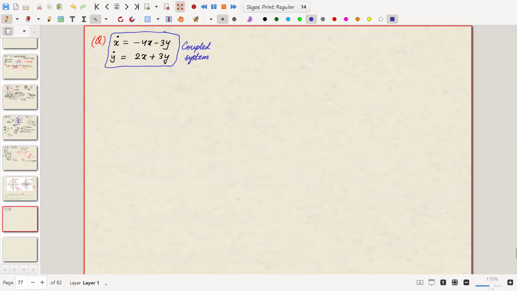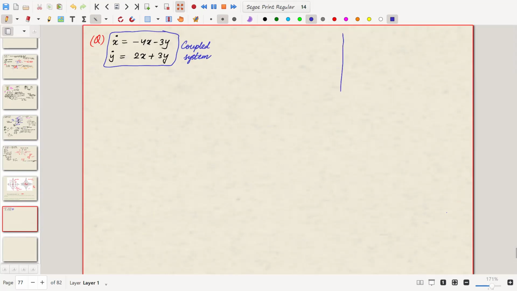This is a coupled system. Why is it a coupled system? X dot is minus 4x minus 3y and y dot is 2x plus 3y. So my question to you is how the phase portrait will look in this case, just like you drew in the previous case, in the xy plane. Suppose you started from here, here, here.